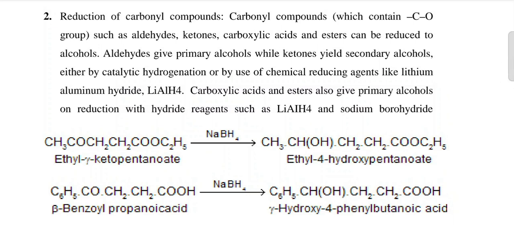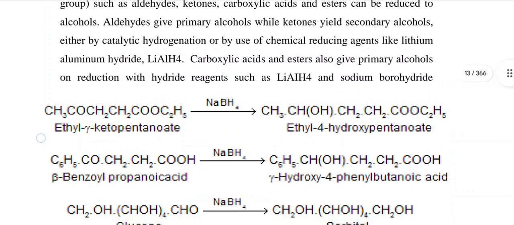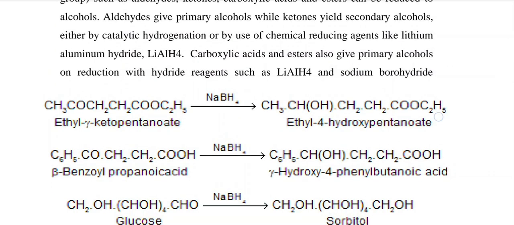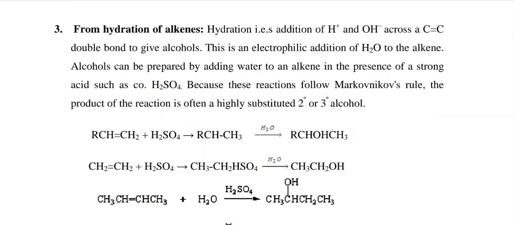Second, reduction of carbonyl compounds. Carbonyl compounds which contain C=O groups, such as aldehydes, ketones, carboxylic acids, and esters, can be reduced to alcohols. Aldehydes give primary alcohols while ketones yield secondary alcohols, either by catalytic hydrogenation or use of a chemical reducing agent like lithium aluminum hydride. Carboxylic acids and esters also give primary alcohols on reduction with hydride reagents such as lithium aluminum hydride and sodium borohydride.